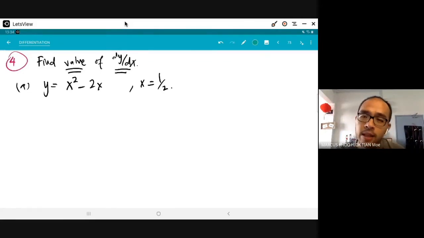Anybody? Ini saya terbuka lah, siapa yang mau jawab. What is the first thing we must do? Kalau kamu diberi soalan macam ni, find the value of dy dx. Differentiate dulu. Okay, very good. So the first thing you do is find the dy dx. Okay, alright, let's differentiate this, everybody.